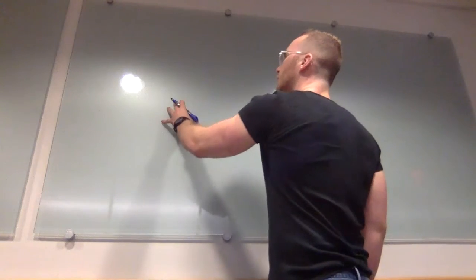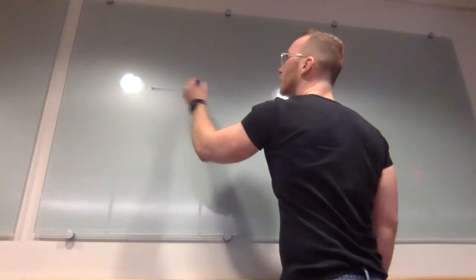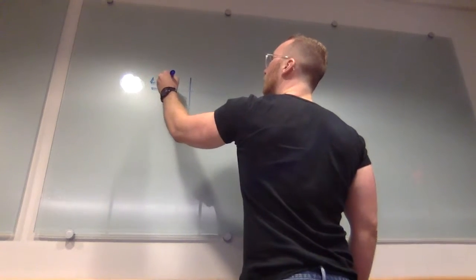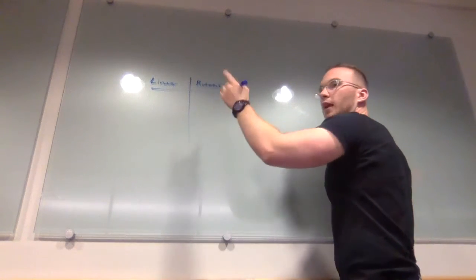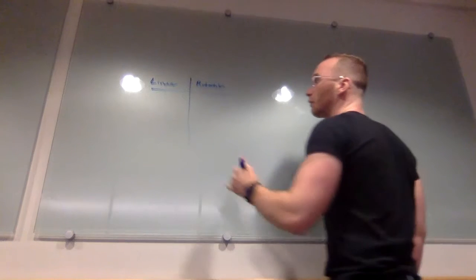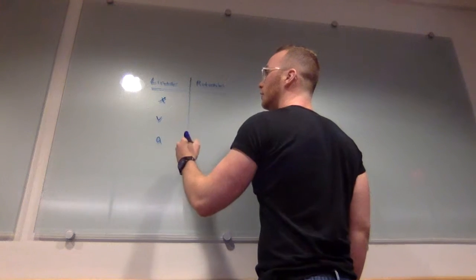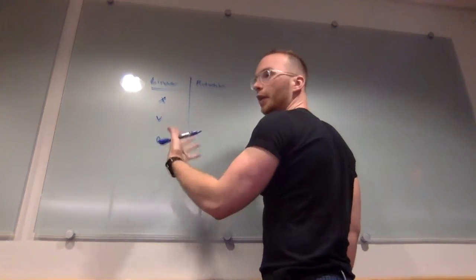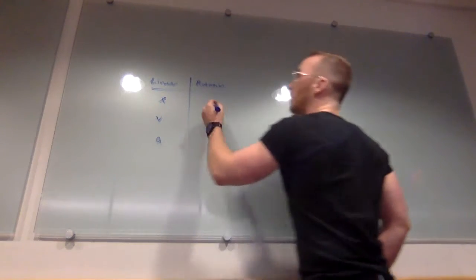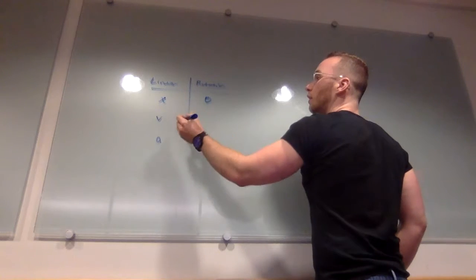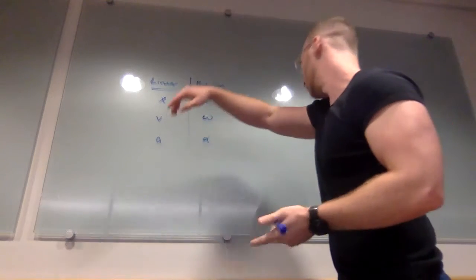Okay. So there's linear and I'll say rotational. He says curvilinear, which I think is a word, but I don't really like it. So there's position, velocity, acceleration. I'm not going to write the names. And then I'll write the rotational versions, theta, omega, and alpha.